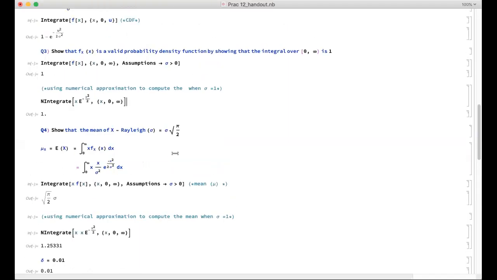Okay, question 4 is show that the mean of x is sigma times square root of pi over 2. Remember last week, we defined mean as the expected value of x, which is computed by using x times the probability density function. You would integrate that over the range. In this case, it's x times the PDF of x, the Rayleigh distribution. How are you going to compute this integral?